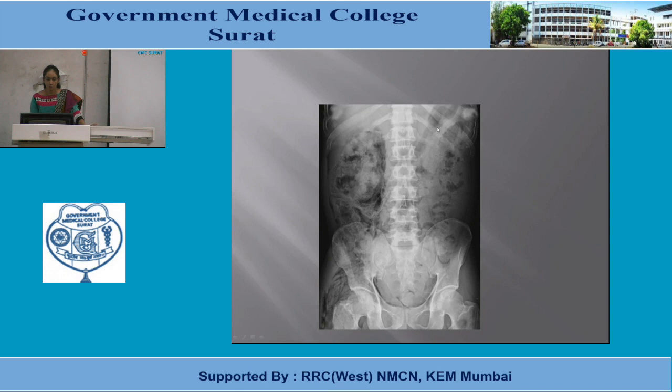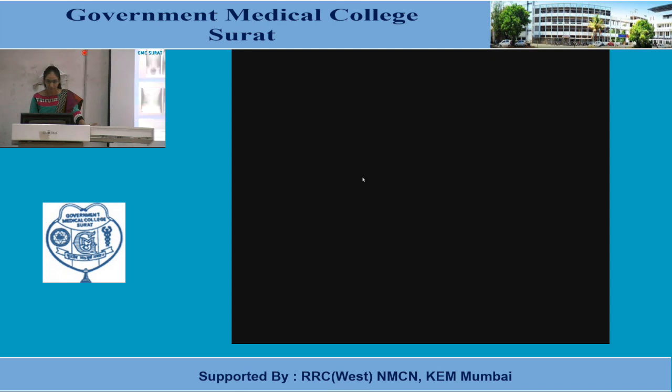This X-ray KUB shows air lucency within the renal parenchyma on both sides, as well as perinephric air lucency on the right side, and multiple air lucencies noted in the muscular plane in the right hip region. This is a case of emphysematous pyelonephritis with surgical emphysema. This occurs mostly in immunocompromised patients and in patients with diabetes mellitus. Thank you.